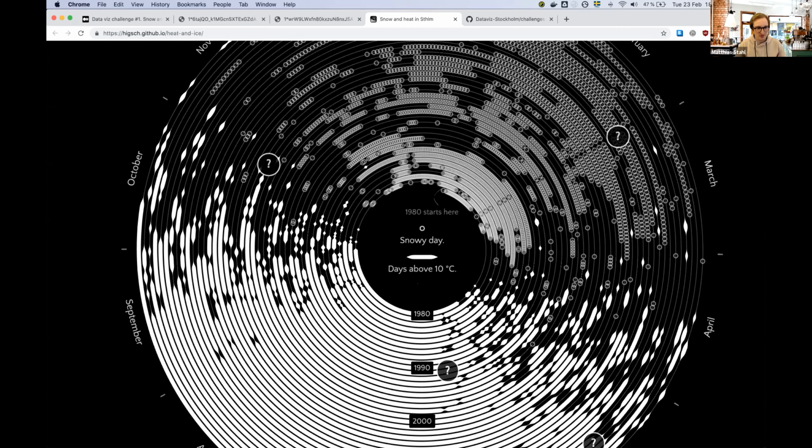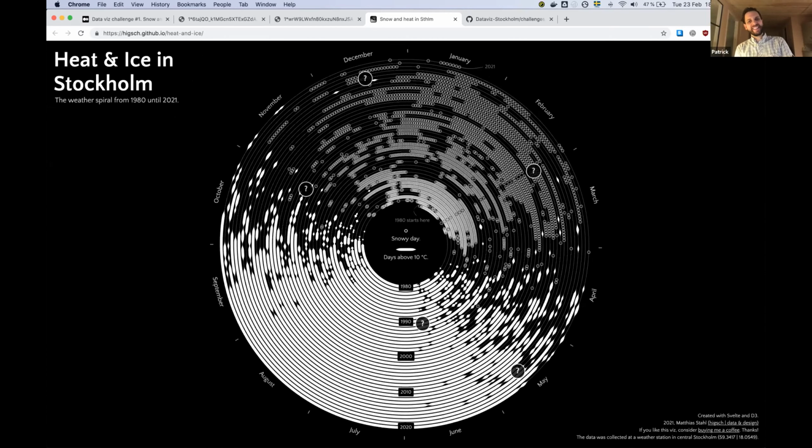Although a lot of people on Twitter found it funny that I say that a day above 10 degrees is a hot day in Stockholm. It is. Yeah, and yeah, that's just the reason.